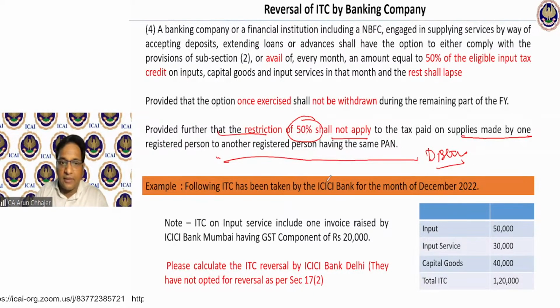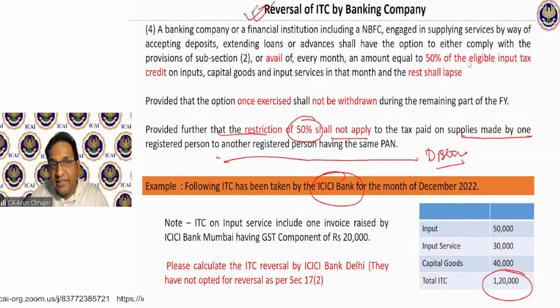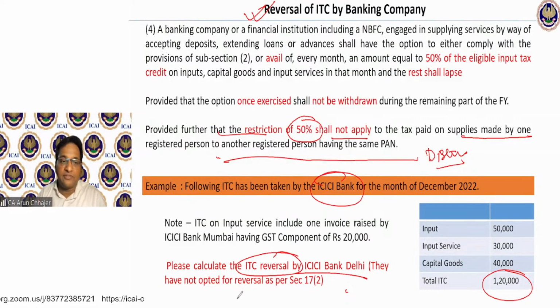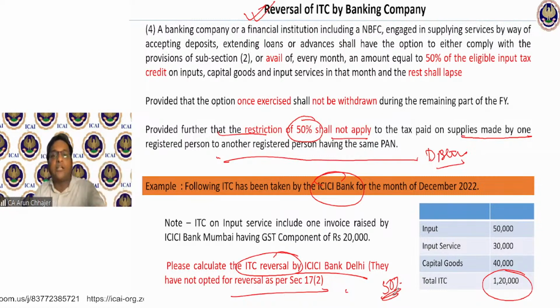I'm giving one example, that this is the total ITC, 1,20,000. Tell me, if the bank is following 17.4, how much ITC they need to reverse. Please calculate the reversal of the ITC by Delhi branch if they have not opted 17.2, read with rules 40 to 43. So the 50% method is being adopted by them. Tell me how much ITC they need to reverse.